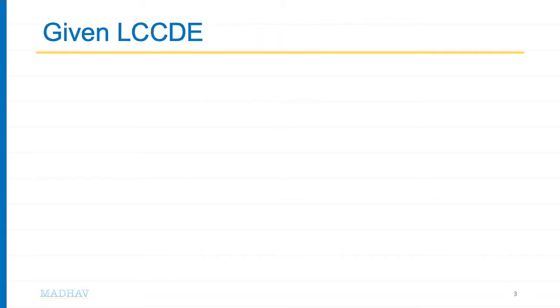Okay, so how do we find the transfer function given an LCCDE? What is an LCCDE? We have the summation over k equal to 0 to capital N of d_k y[n-k] equal to the summation over k equal to 0 to some capital M of p_k x[n-k]. Basically this is my LCCDE, linear constant coefficient difference equation. Now how do I find the transfer function for the system represented by this LCCDE?